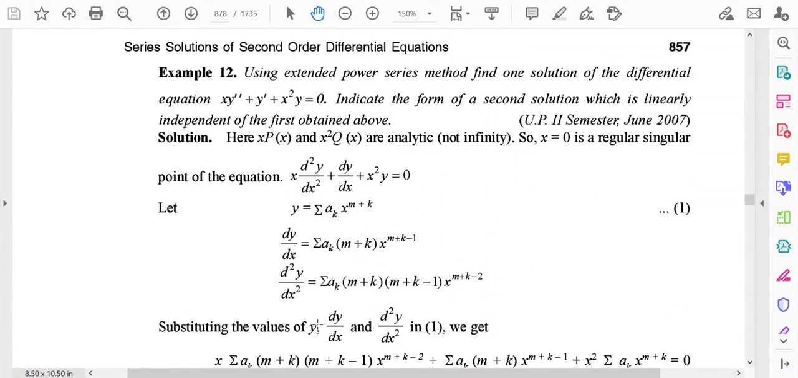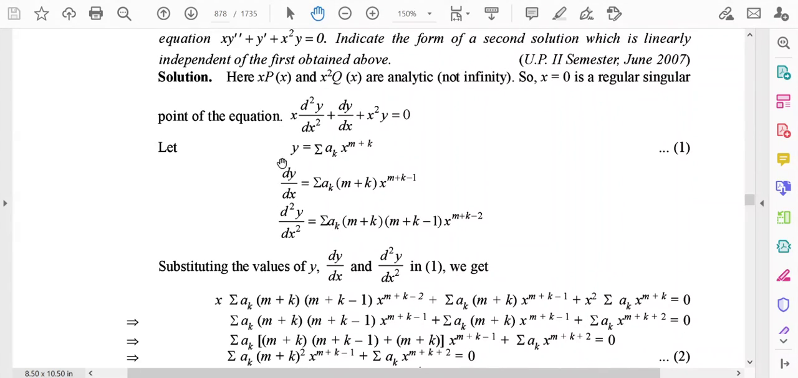Now we will discuss another problem for more clear understanding. Suppose this is the given equation and we have to solve it. So at first we are writing this equation. Then again what we have to do, we have to express this equation in standard format, and you have to check whether x is equal to 0 is a regular singular point or not. After the checking, we can see that x is equal to 0 is a regular singular point. So we have to assume the solution of the equation y is equal to this one, that is as we are assuming in every case, a_k x to the power m plus k.